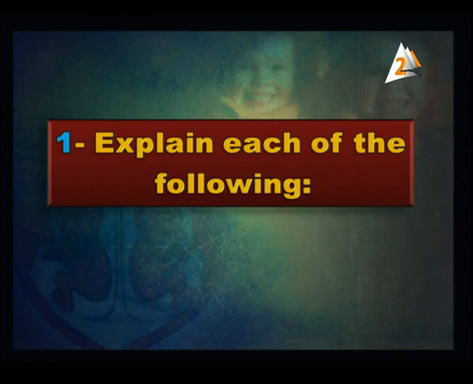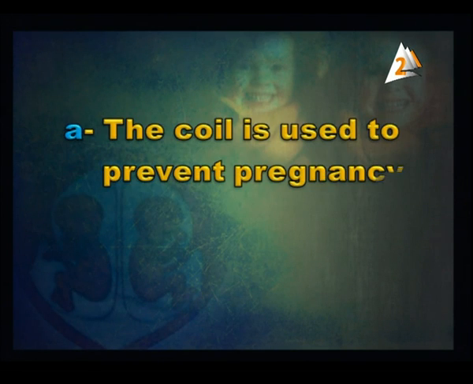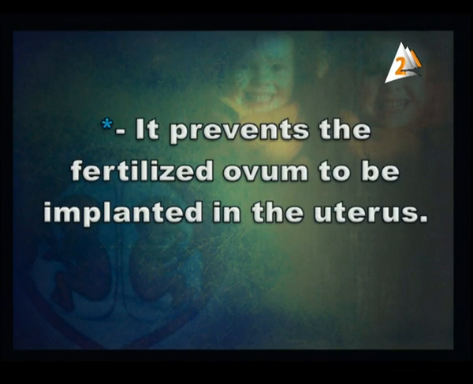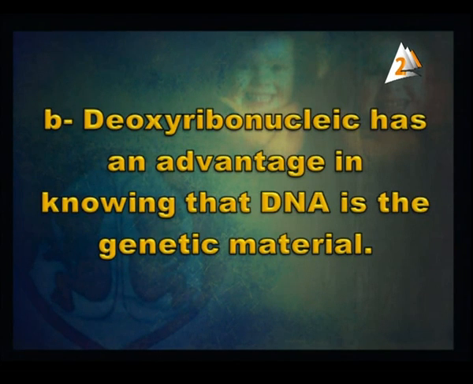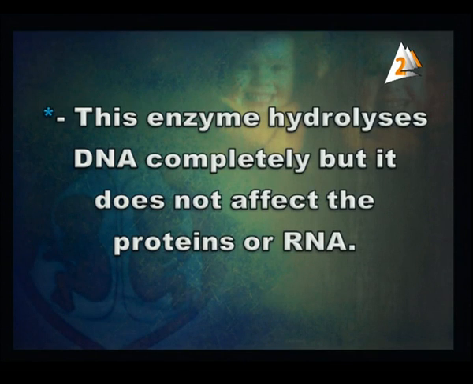Another item of questions. Explain each of the following. The coil is used to prevent pregnancy. Yes, it prevents the fertilized ovum from being implanted in the uterus. Deoxyribonuclease has an advantage in knowing that DNA is the genetic material. Yes, this enzyme hydrolyzes DNA completely, but it doesn't affect the protein or RNA.